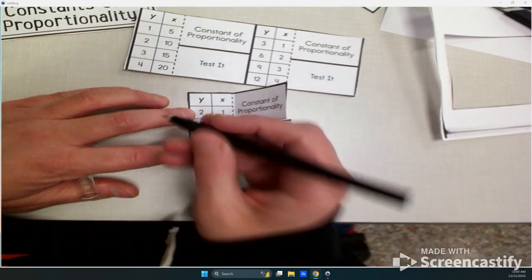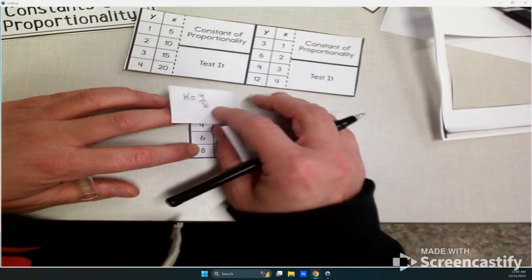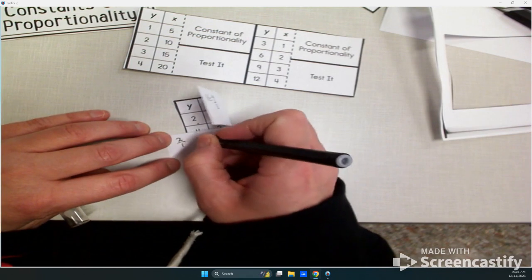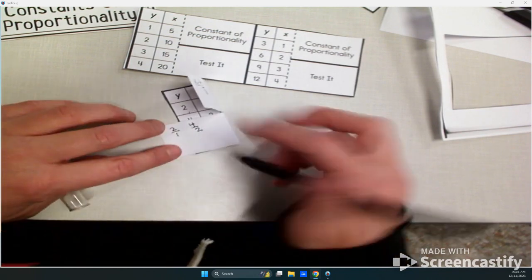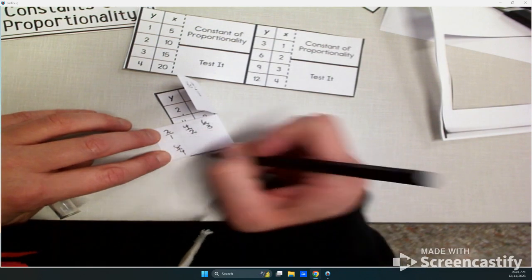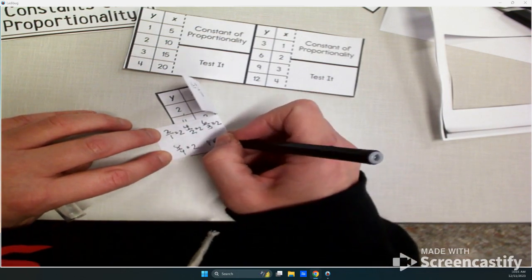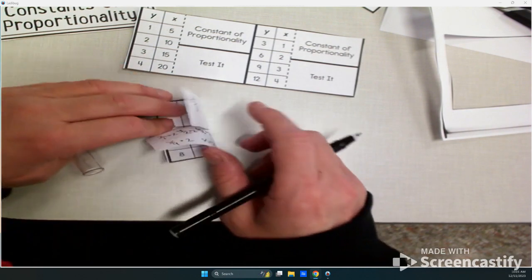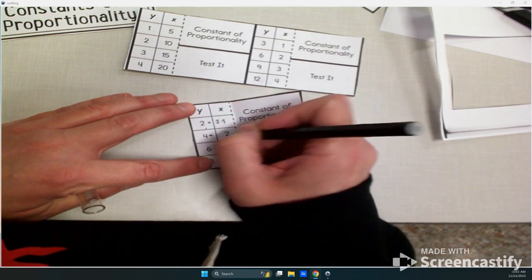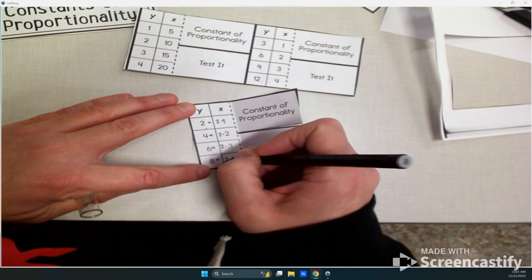I just want to make sure you realize that the coordinate point here for this first one would be 1, 2 because they have the y and x backwards. So we're going to set it up the way they have it. The y is 2 over 1 and then 4 over 2 and 6 over 3 and 8 over 4. And I can divide all those and they all equal 2. So k equals 2. And in my table, I'm just going to emphasize that 2 equals 2 times 1 and 4 equals 2 times 2, 6 equals 2 times 3, and 8 equals 2 times 4.